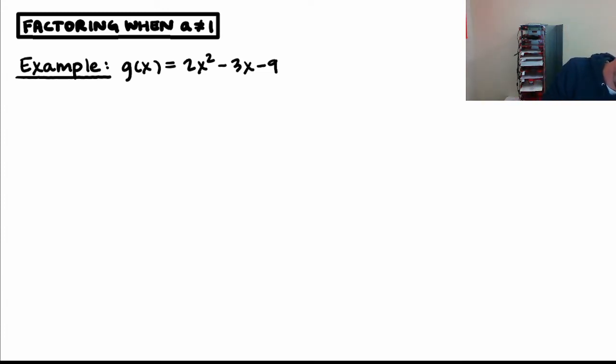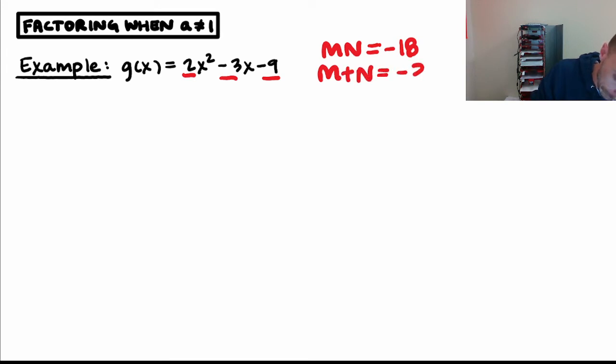What we're going to do instead is take 2 and multiply it by -9. So we're going to look for two numbers that multiply to -18 while adding to -3. So I'm thinking about it: 9 and 2, no. 18 and 1, no. 6 and 3, yes. Those have a difference of 3. I can make this work. Since m plus n needs to be negative, I'm thinking the 6 is going to be the one that needs to be negative, so that -6 plus 3 is -3.